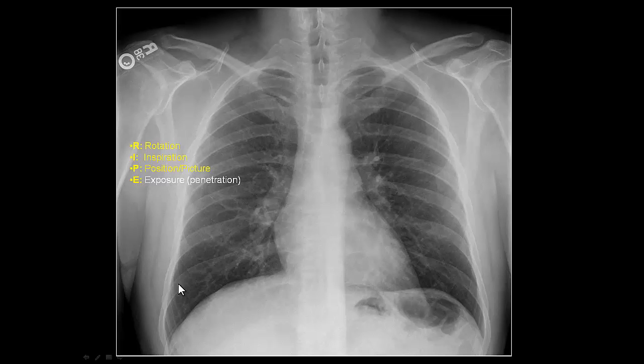Next we'll look at a gross overview of the radiograph and make sure there's no areas that are cut out. We want to make sure we can see both costophrenic angles for full evaluation. And then next we'll look at exposure and penetration.